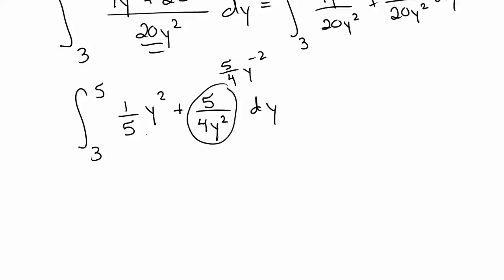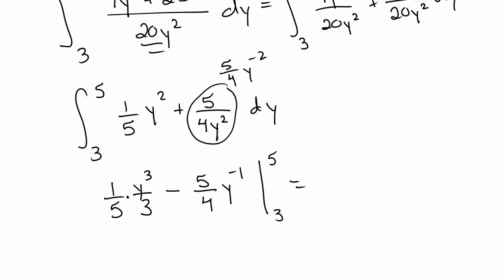So now when I go ahead and integrate, this will be 1/5 y to the 3rd over 3. Now when I add 1 to the exponent here, it's going to be -1. So it's going to be minus 5/4 y to the -1. And we're going to evaluate that from 3 to 5. So I'll clean that up a little bit. This is going to be 1/15 y cubed minus 5 over 4y evaluated from 3 to 5.